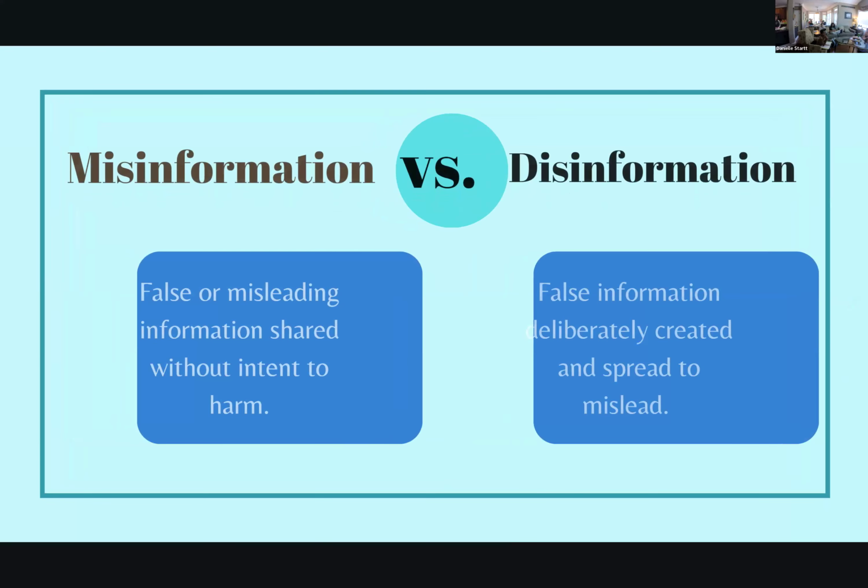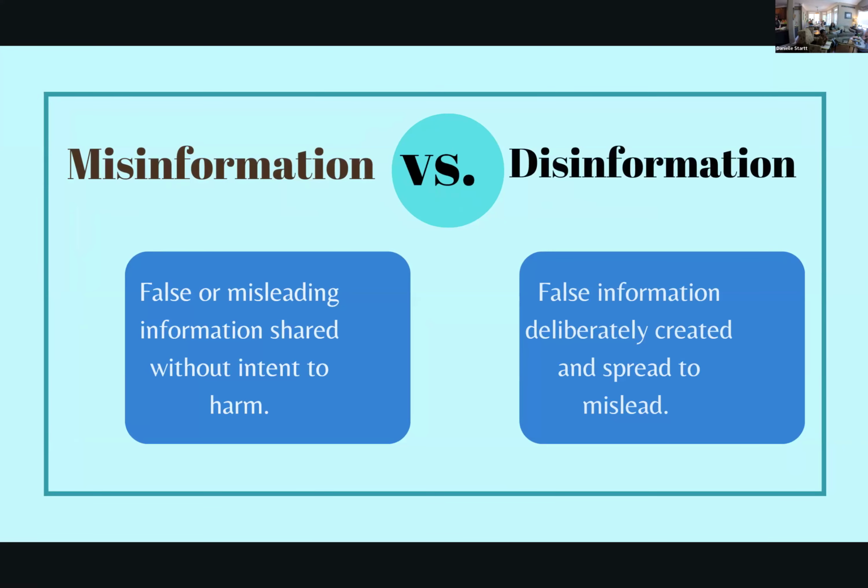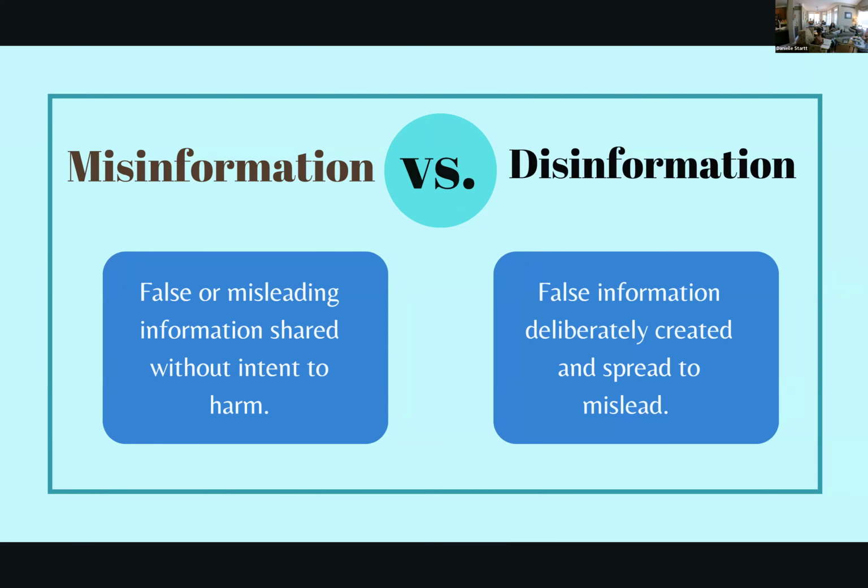Now, what is the difference between misinformation and disinformation? Misinformation is false or misleading information. It means that they shared it without any harm. They weren't thinking. It was all an accident. But disinformation is spread to mislead. It's deliberately shared to spread hate. It's all on purpose.